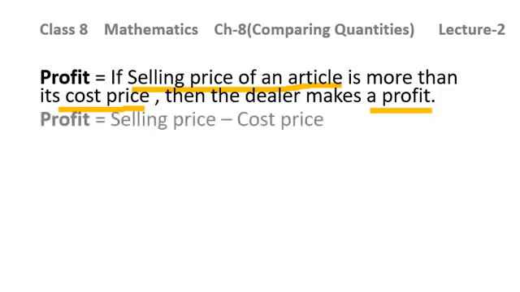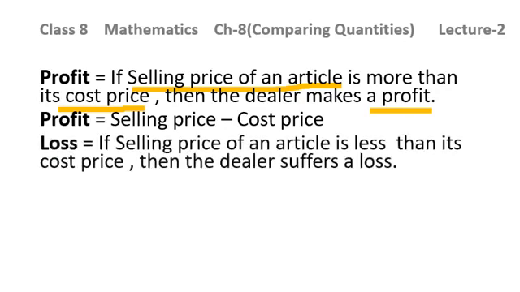Then coming to profit, as I told you, SP, that is selling price minus cost price. Why are we subtracting cost price from selling price? Because selling price was greater than the cost price in case of profit. So selling price minus cost price will give you profit.